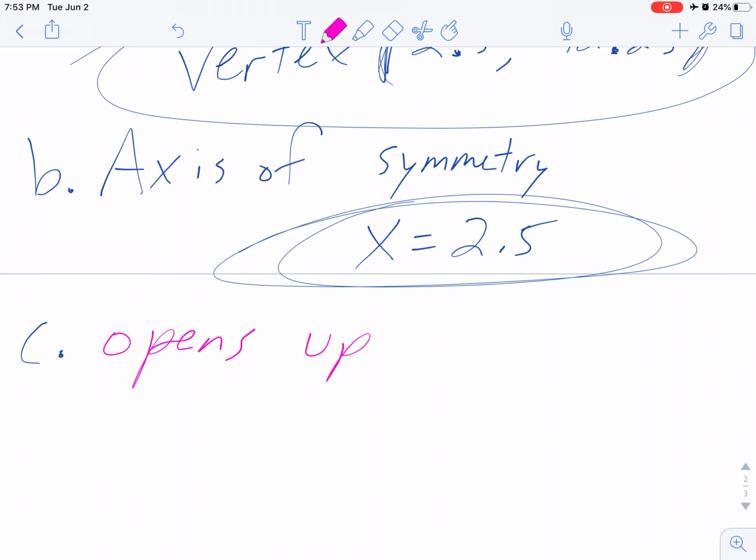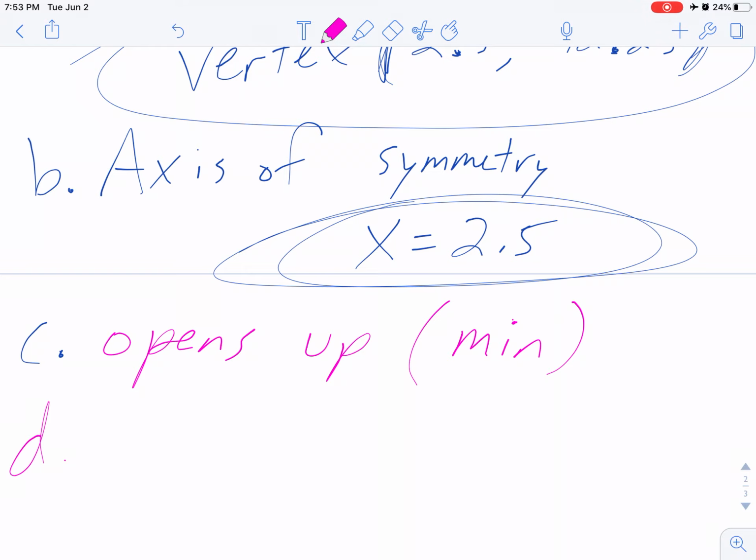You need to be prepared for the fact that sometimes the questions are worded differently. It doesn't always say, does it open up or down? It might say, does the function have a maximum or minimum value? So if this parabola opens up, it has a min, a minimum value.